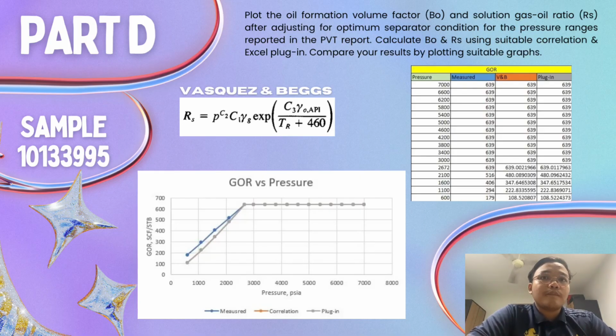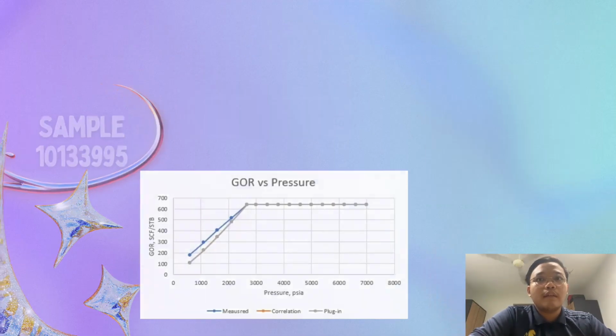All methods measured, Vasquez and Beggs, and Dzulkarnain agree on this saturation value. So why does this happen? Because once pressure is above Pb, no more gas can dissolve into the oil, so Rs stays flat. Now, below the bubble point, Rs decreases gradually as gas comes out of solution. All three methods follow a small downward trend, with the measured values capturing the behavior most accurately.